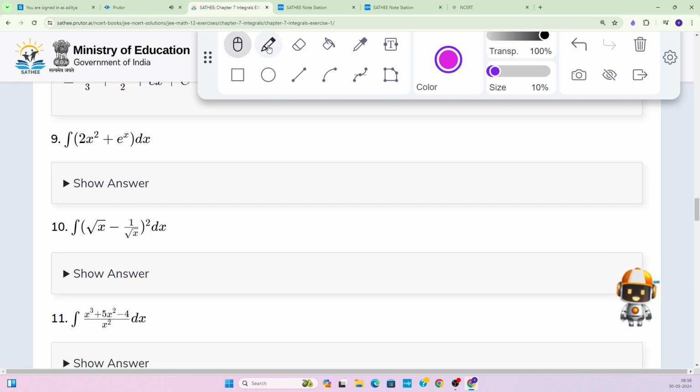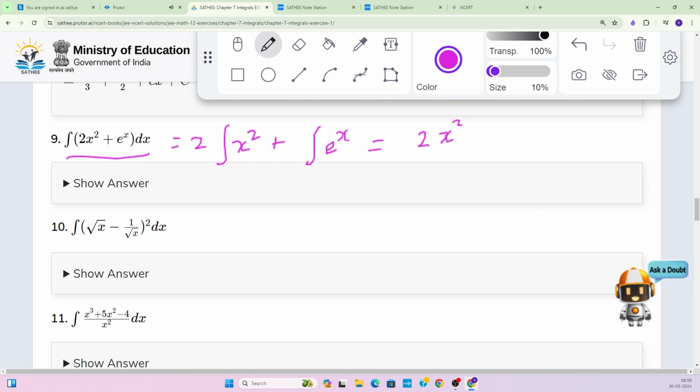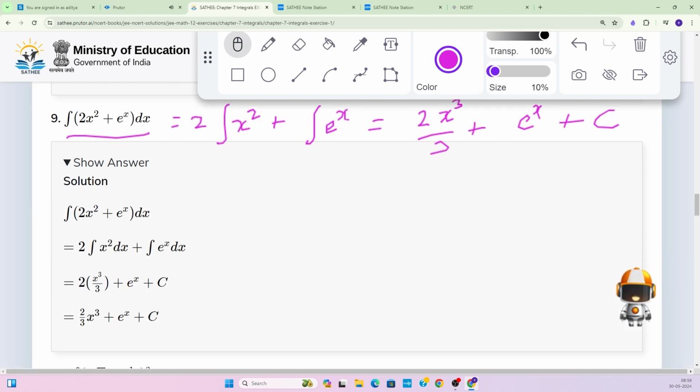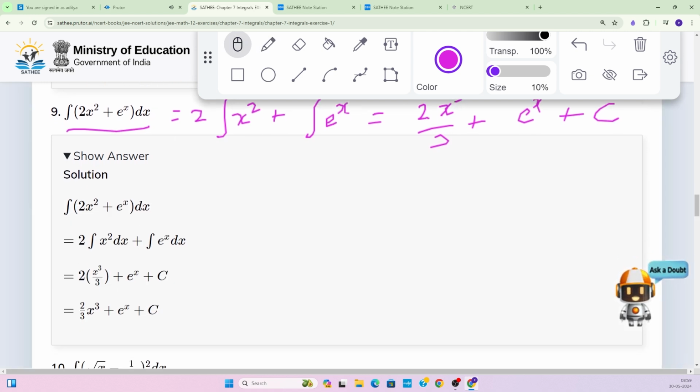Now this, I'll be directly using the result. So you will get 2 times integration of x square plus integration of e to the x. You will get 2 times x cube by 3 plus e to the x plus some constant. This will be your answer. Okay, as you can see, 2 by 3 x cube plus e to the x plus c.